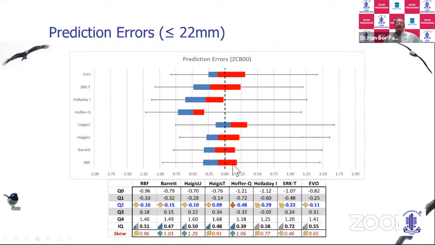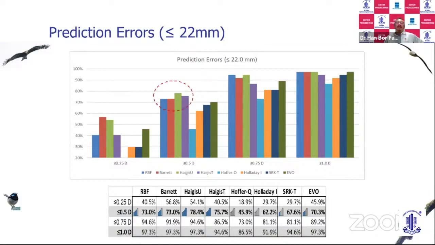They predict, as I said, using the same optimized constant from the general population. For the percentage of eyes within half diopters, RBF, Barrett, triple optimized or personal triple optimized are all very good. EVO is not too bad. But in our data, surprisingly, Hoffer Q and Holladay 1 don't do too well.